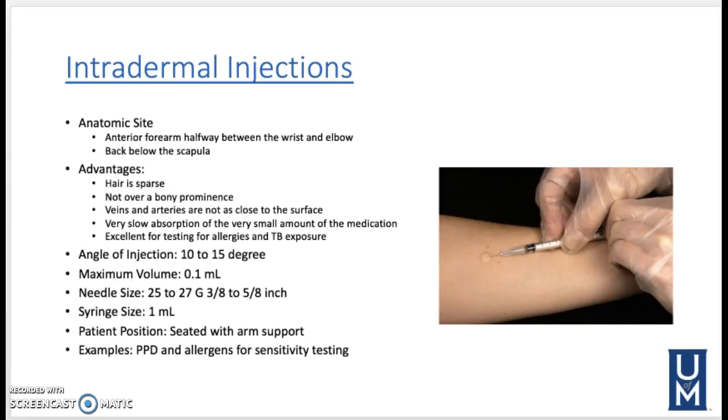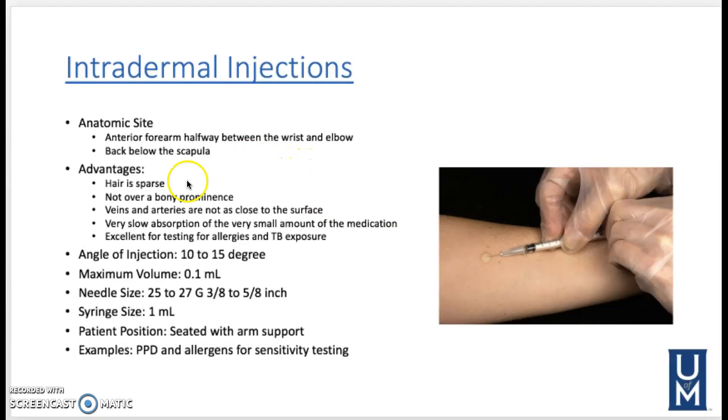So where do we give intradermal injections? They are given anterior forearm, halfway between the wrist and the elbow. So we can see here in this picture, her elbow bend would be about right here and her wrist is here. So this is the anterior part of that arm, and they can also be given on the back below the scapula.